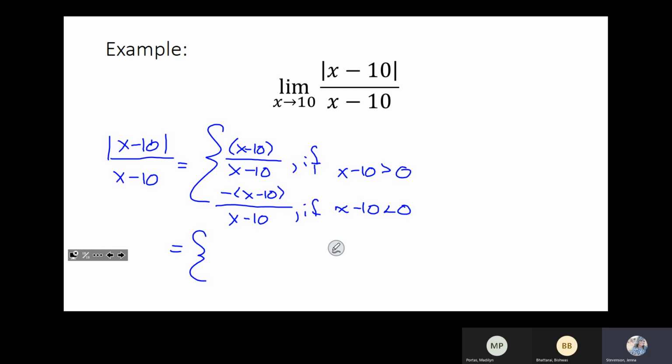What happens when I go x minus 10 divided by x minus 10? What does it equal? Just equals 1. And then I'm going to simplify this by moving the 10 to the other side. So my positive 1 is going to equal positive 1 if x is greater than 10. This one is going to be negative 1 if x is less than 10.